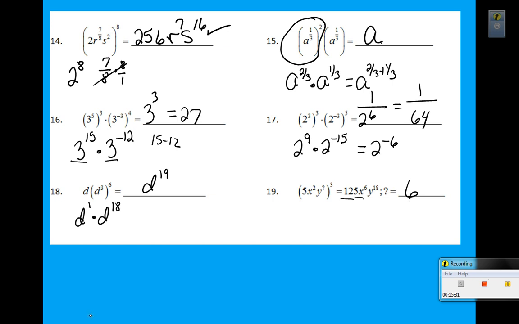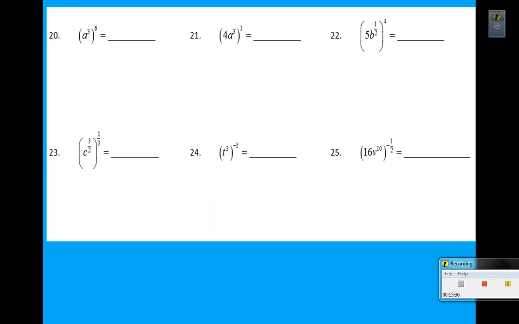Now what I had the class do is I had them try 20 through 27. And then I paused and everything. You might pause the video for just a second and you can try those. Otherwise, I'm going to click right through them and we'll go from there. So on your number 20, if you didn't pause the video, great. A cubed to the 6th power, multiply those powers, a to the 18th.